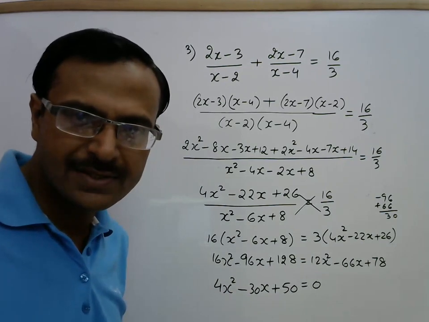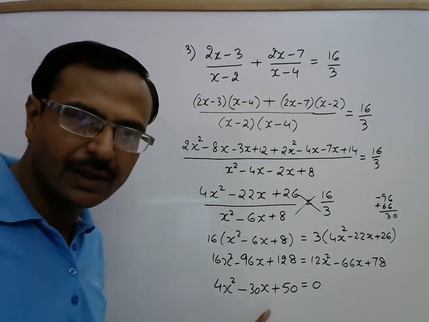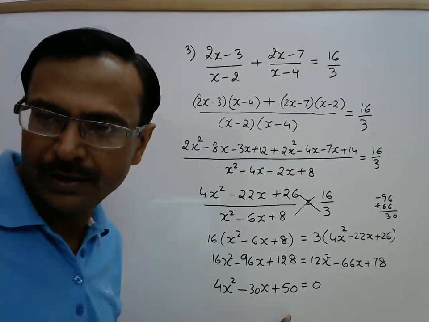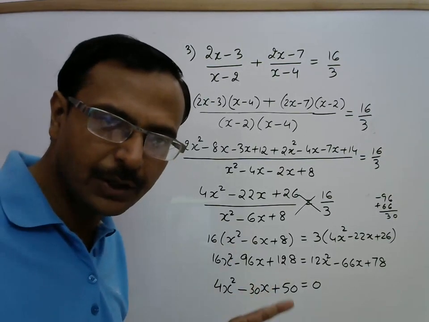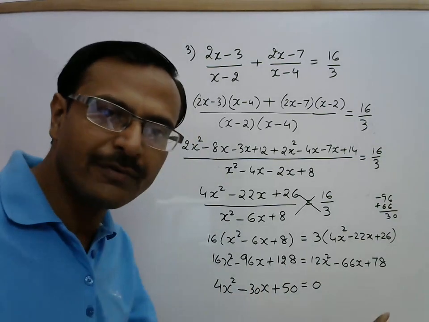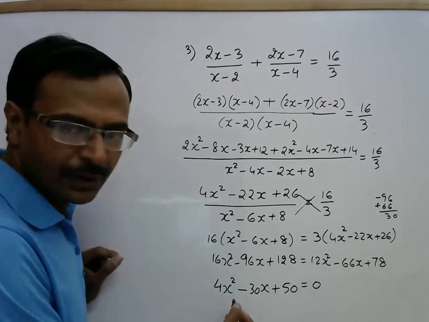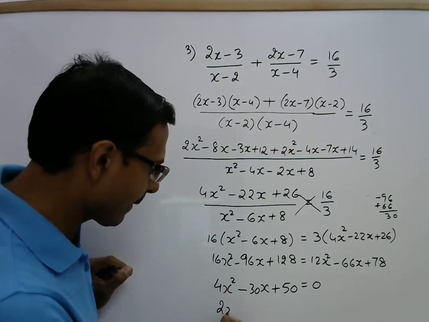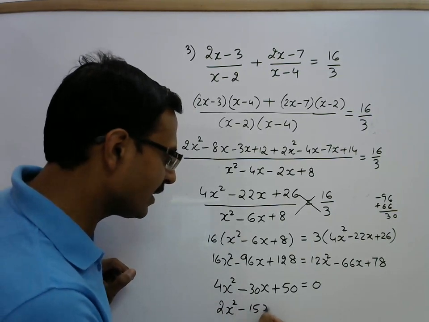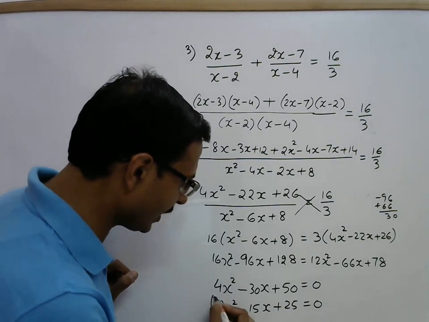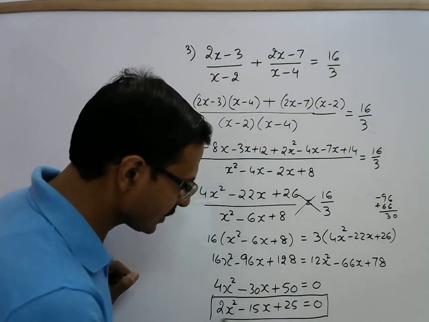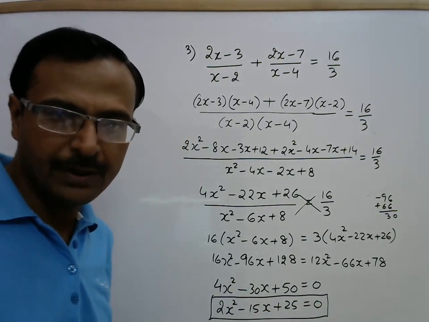And students, you can see there is a common factor in the three terms which I have obtained. Just see, 4, 30 and 50, they are all divisible by 2. So we can cancel out the common factor 2 from this. So you get 2x square minus 15x plus 25 equal to 0. Now this is the quadratic equation which was required to be framed.